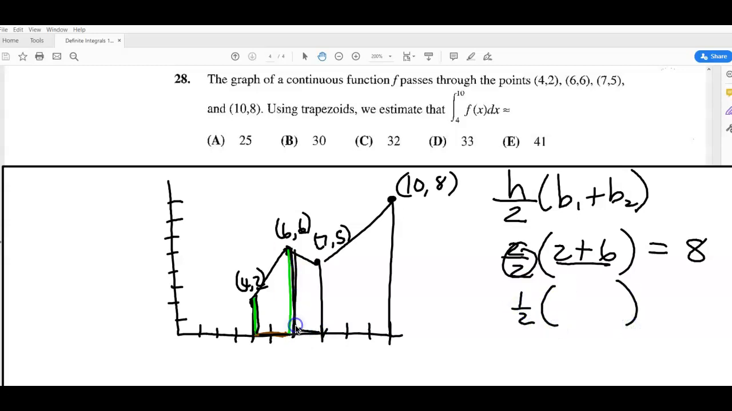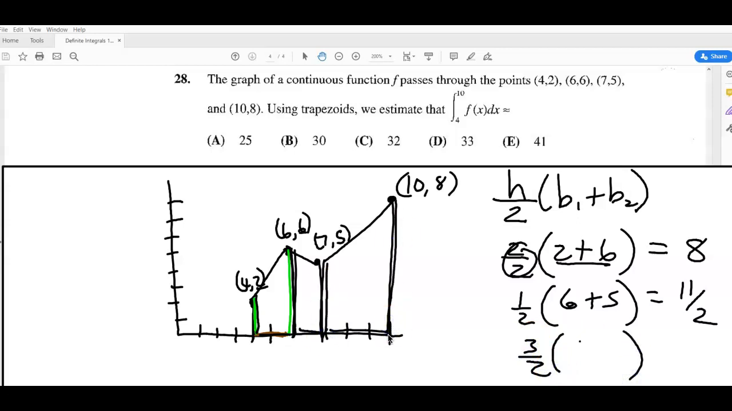The bases are 6 and 5, which comes out to be 11 halves. Next one, we have a base of 3, a height of 3, and bases of 5 and 8, which is 13. 13 times 3 is 39, so we end up with 39 over 2.